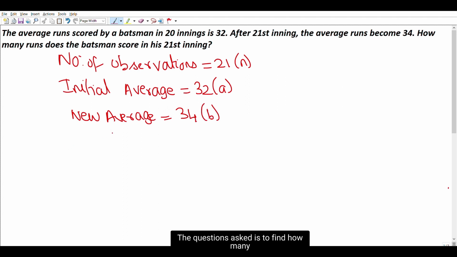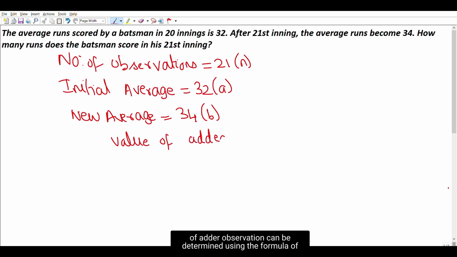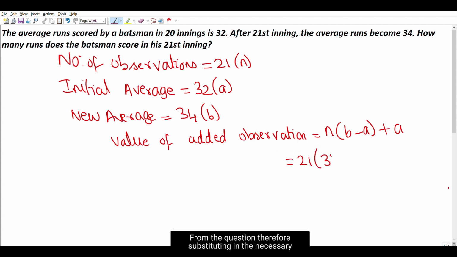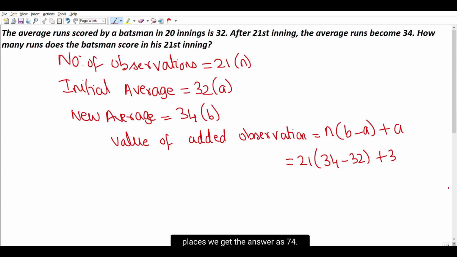The question asks us to find how many runs the batsman scores in his 21st inning. Therefore, from the concept we learnt, we know that the value of the added observation can be determined using the formula n of B minus A plus A. We have found the value of n, A and B from the question. Therefore, substituting in the necessary places, we get the answer as 74.